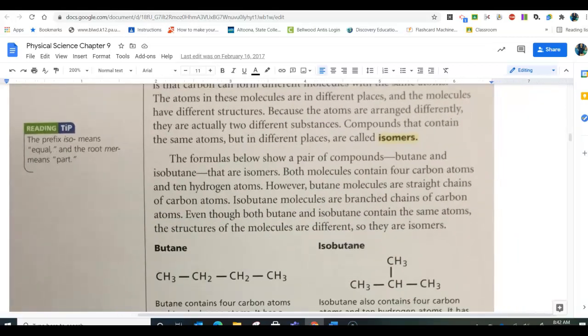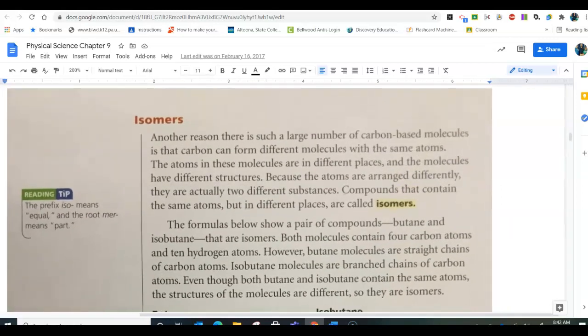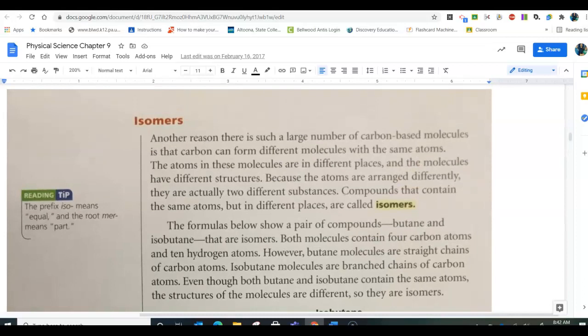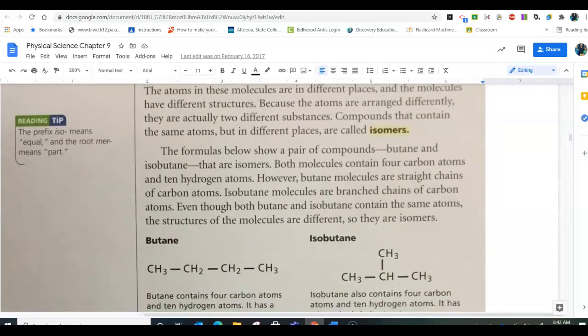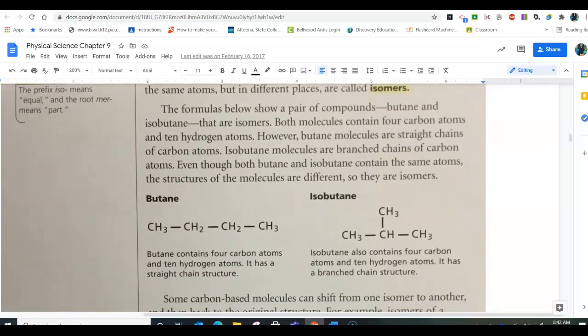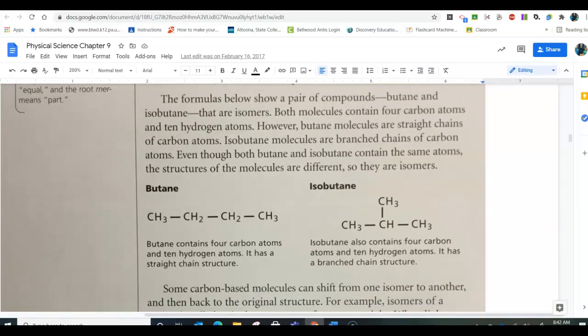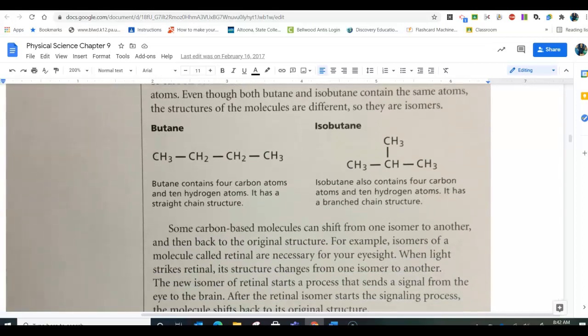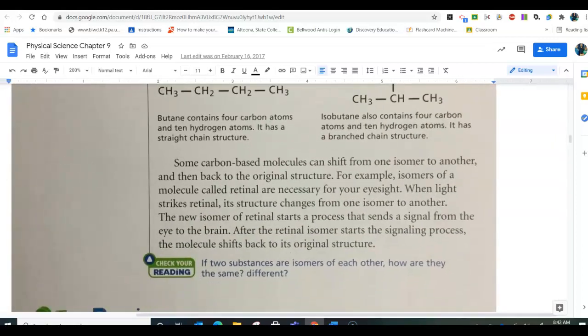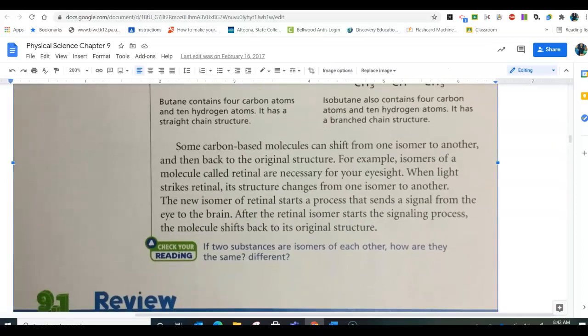That brings us to the last part of this, which is isomers. Isomers have the same number of atoms, but are in different locations and are built differently. So an isomer is basically taking the same pieces of Legos and building something else. Butane has four carbons: 1, 2, 3, 4. Isobutane still has 4 carbons, but now they're rearranged into a branch chain. And that changing is what allows us to make a literally infinite number of carbon compounds.